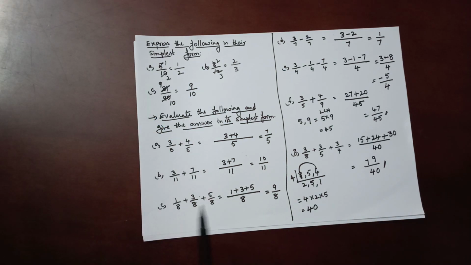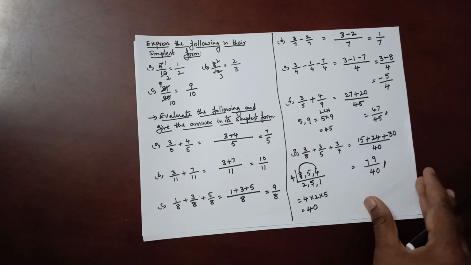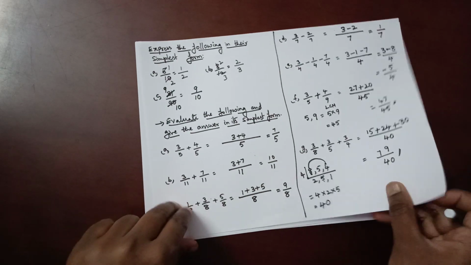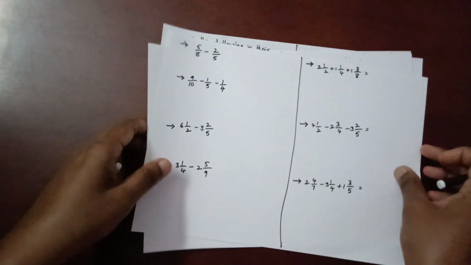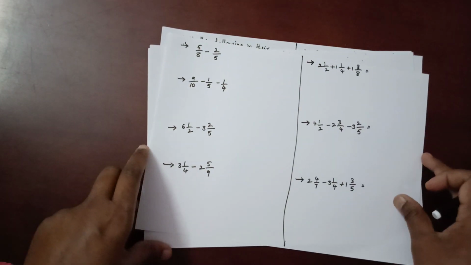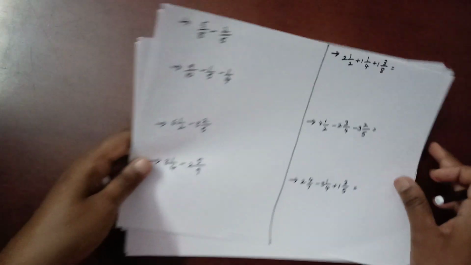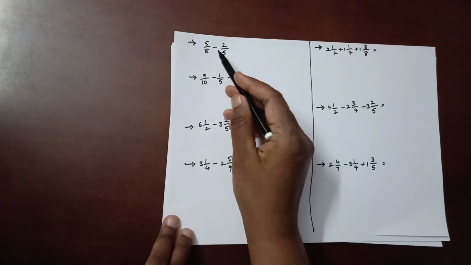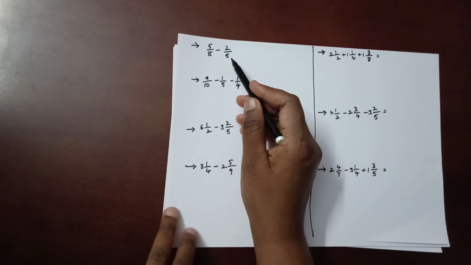How to simplify, how to add. So okay, this is the way of doing the problem. One more model I will show. That is, when two fractions are given and we have to subtract, what to do? How to do? See, 5 by 8 minus 2 by 5.